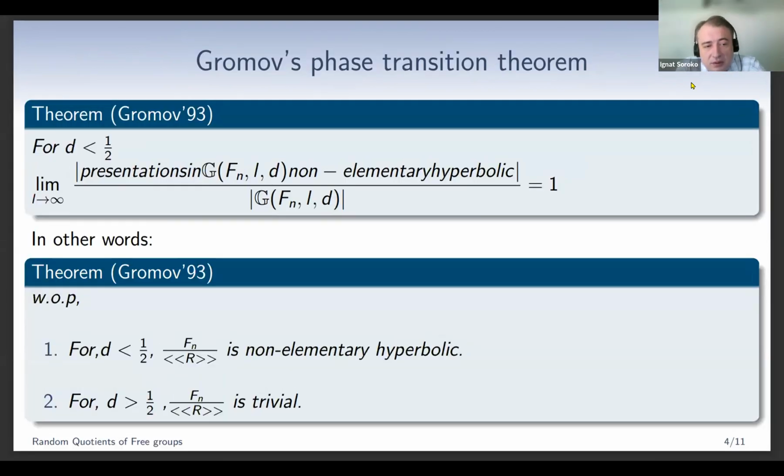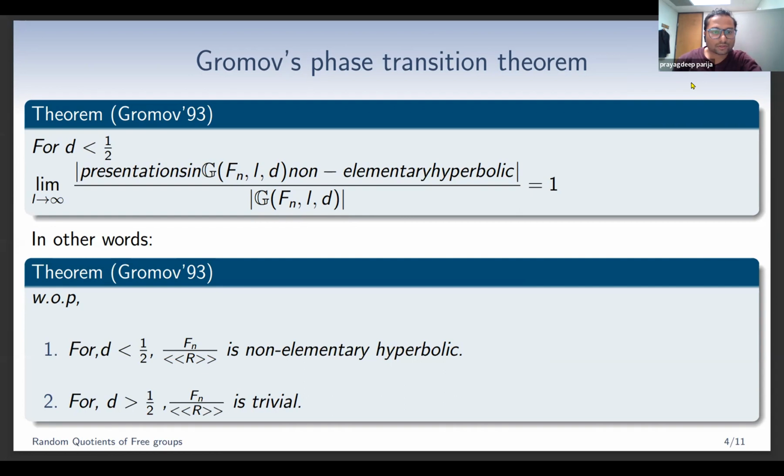So you take a bunch of relators, and as L increases, the number of relators increases. Then for D less than half, your random quotient is non-elementary hyperbolic. For D greater than half, the random quotient dies out and becomes trivial. So as L goes to infinity, the share of presentations being non-elementary hyperbolic goes to 1, and the share of presentations becoming trivial for density more than half also goes to 1.